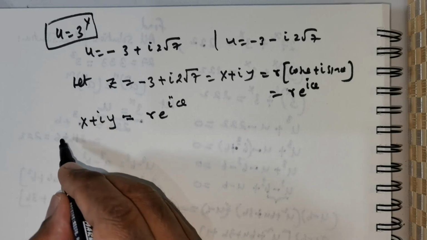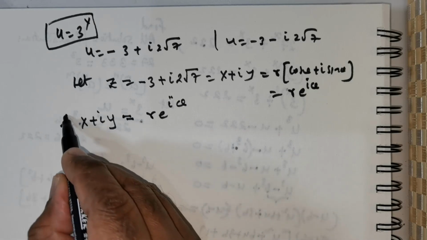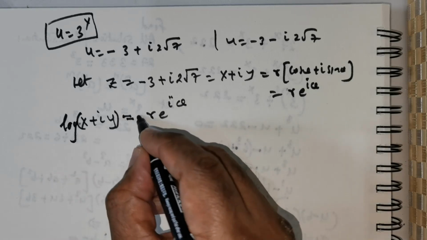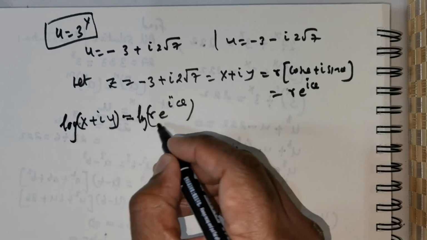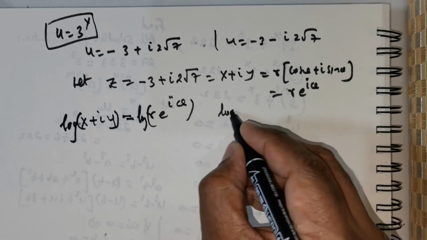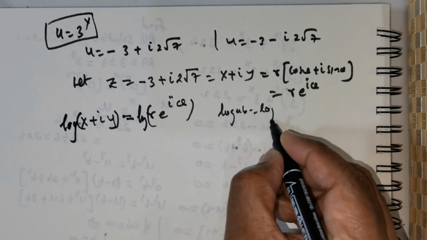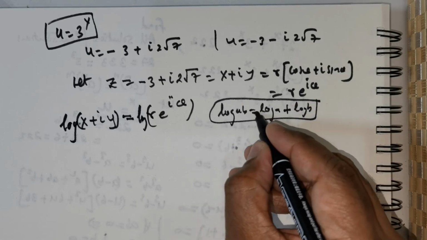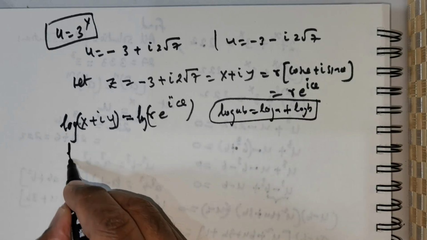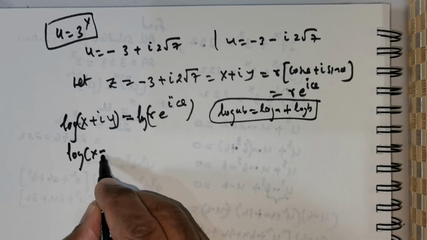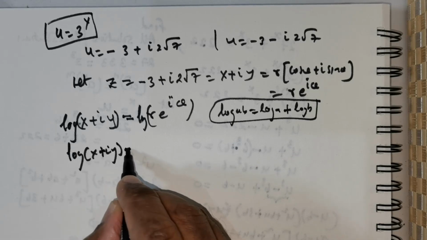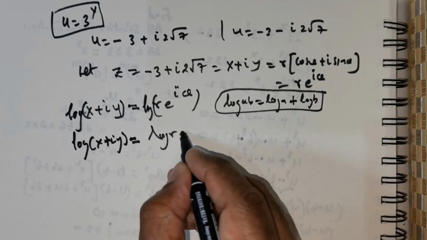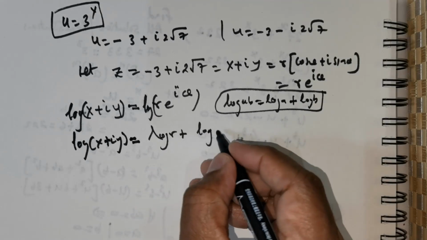Then if I take log on both sides, this is going to be log of x plus iy, and this is going to be log of r e^(iθ). Now log of a times b is equal to log a plus log b. Utilizing that, log of x plus iy is equal to log r plus log e raised to the power of iθ.